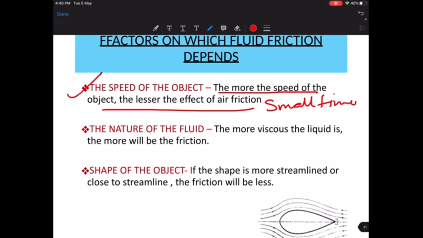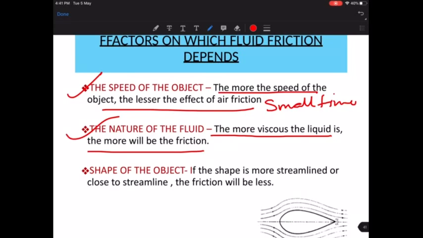Okay, let us talk about the second point now: the nature of the fluid. Now look, the more viscous the liquid is, the more the friction will be. What do you mean by viscous? Let's say water and honey. Viscous means denser in a way. Which is denser, honey or water? Honey is denser. So honey is more viscous.